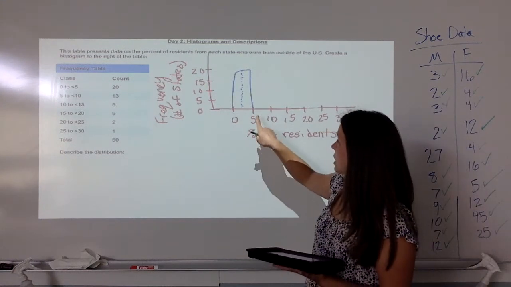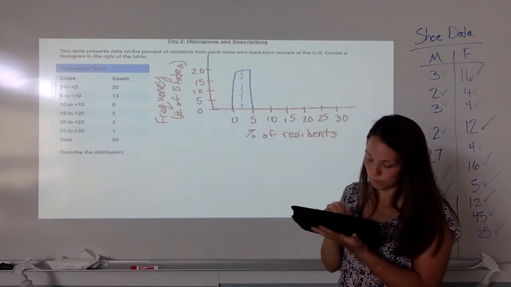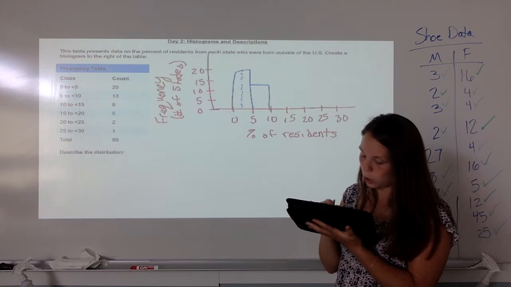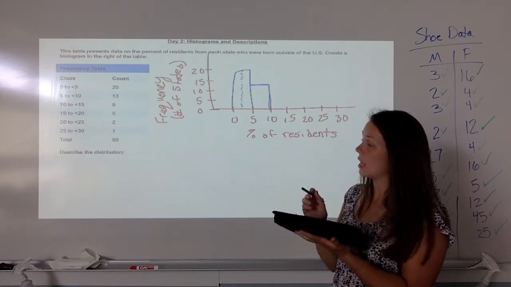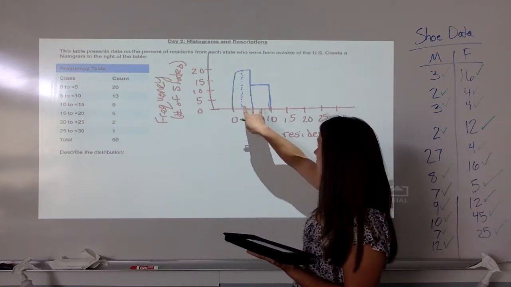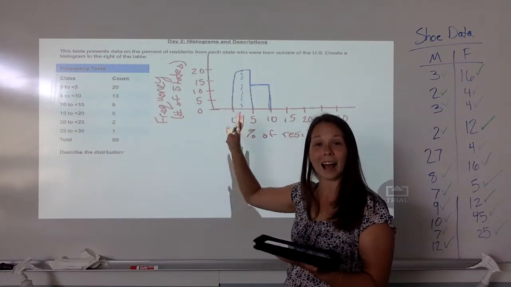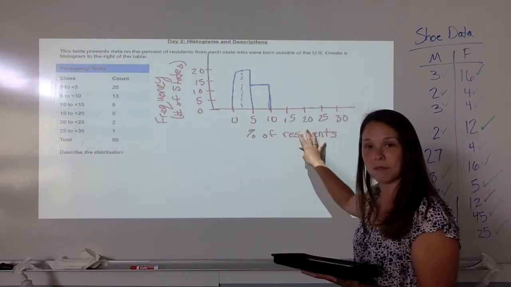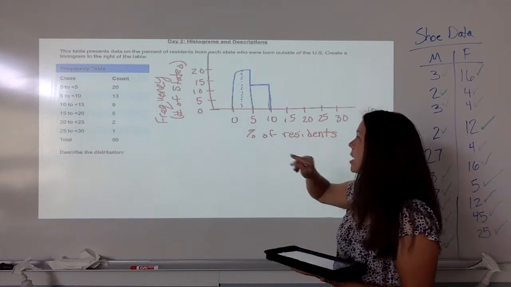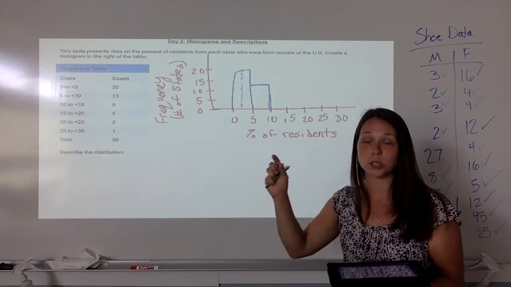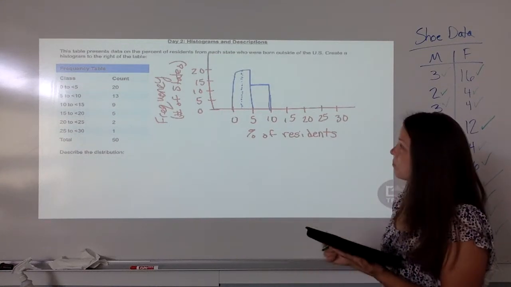Next, we have 13 from 5 to 10. With histograms, you want your bars to be as even as possible, so approximately the same size. So it's important to make sure that you're drawing a roughly accurate graph here with your tick marks, so that way, when you begin to draw the histogram, your bars are approximately the same width.